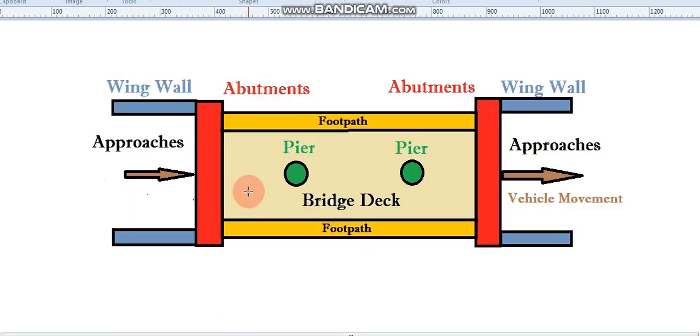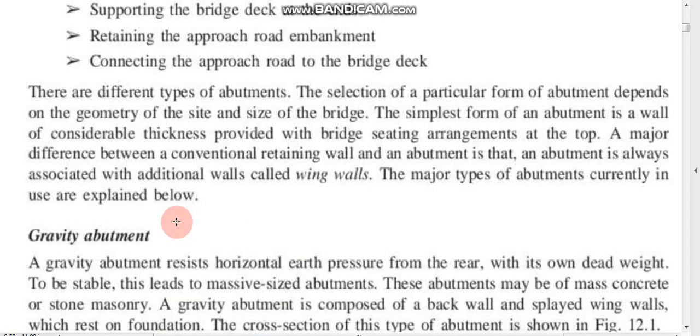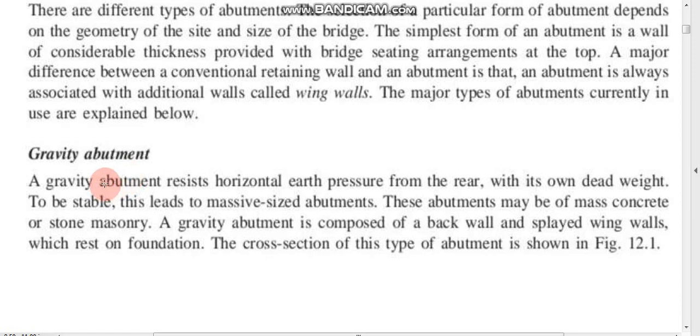Abutments are nothing but retaining walls. As these walls retain the earth material below these approaches, they are retaining walls. But the major difference between the retaining wall and abutment is that abutments have these wing walls. So what are wing walls? Just to retain this approach material, these wing walls are provided. A retaining wall doesn't have these wing walls, but abutments have the wing walls.